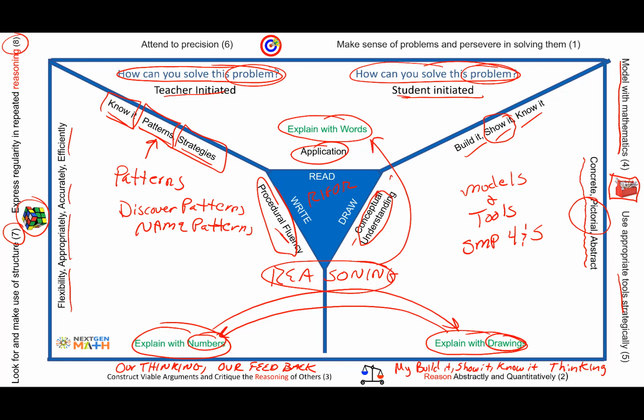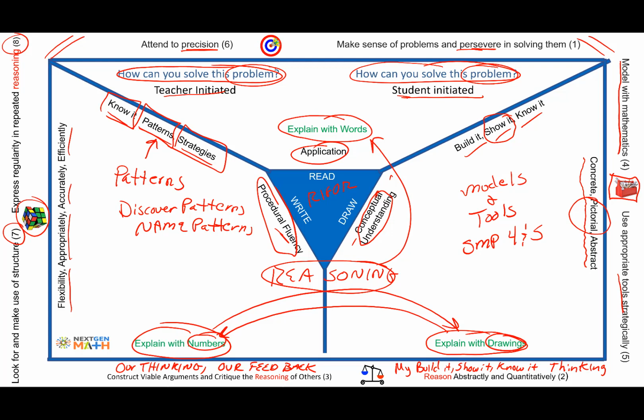And all the while, we have SMPs 1 and 6 that are at the top. We're attending to precision, we're expecting perseverance, and these are overarching habits of mind. So overarching habits of mind are at the top. So the SMPs and the Rigor work side by side or hand in hand. Our Common Core State Standards is about how we do our math, which is primarily inside with Rigor. How we apply our math is using those Rigor skills to solve problems that have higher DOK levels. So this is the Rigor mat.